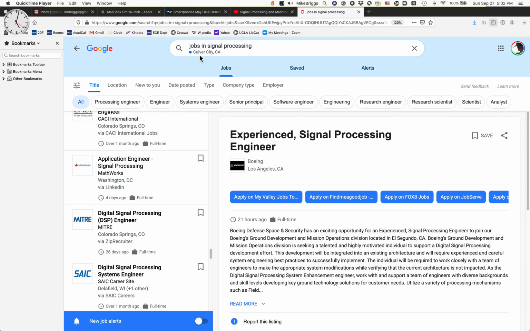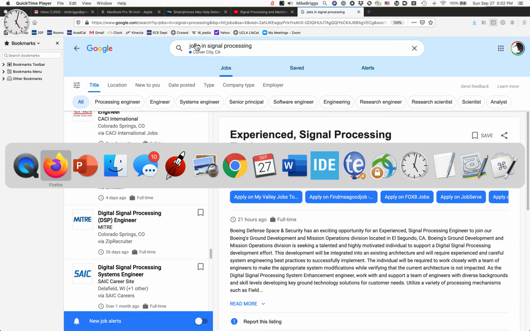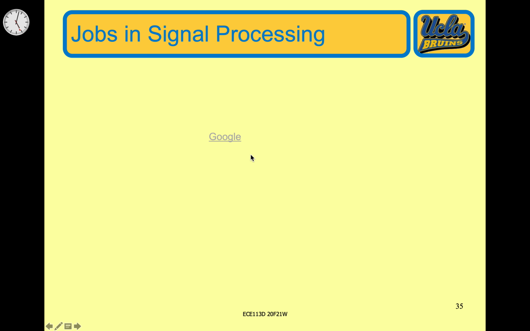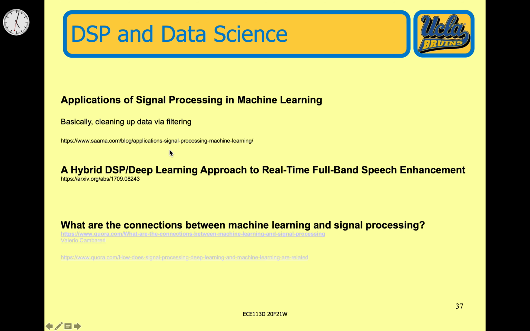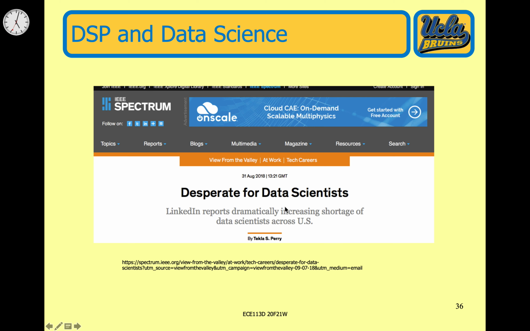Let me go back to, whoops, that's not where I wanted to go. I want to go here. Okay. Now this is getting to be a couple of years old, but right in the IEEE Spectrum: desperate for data scientists.